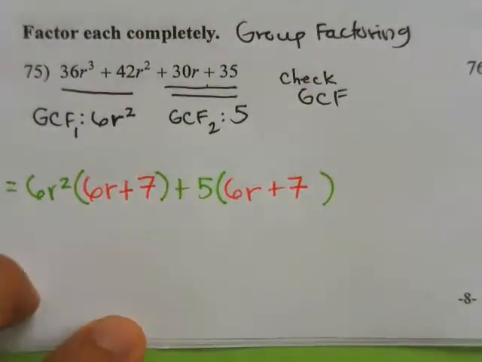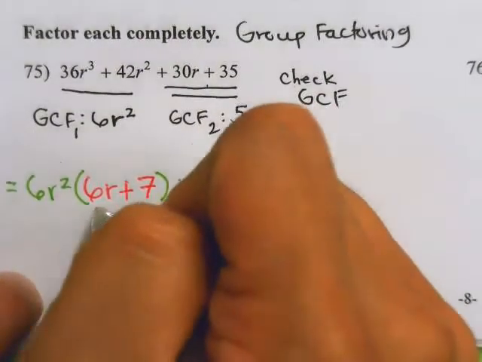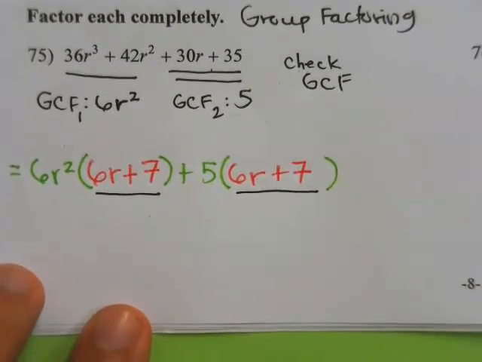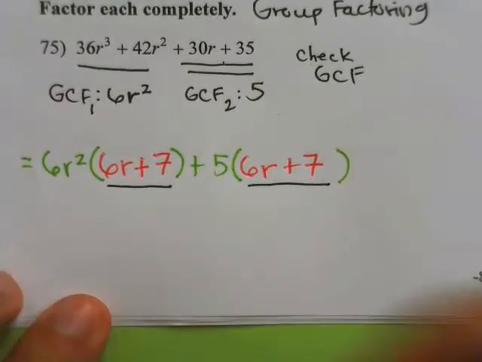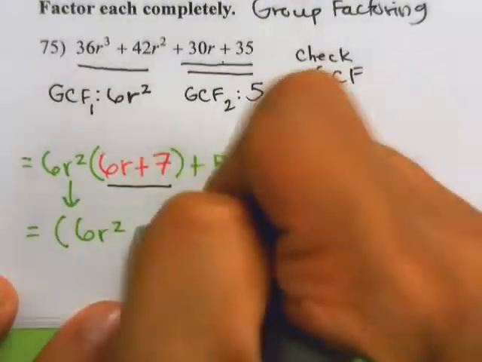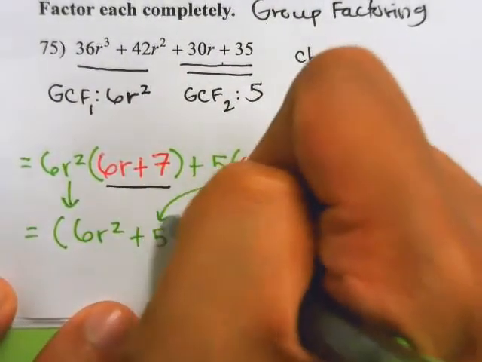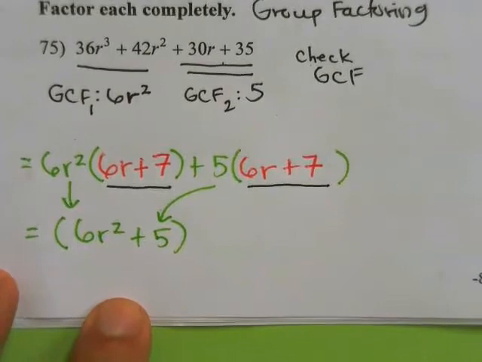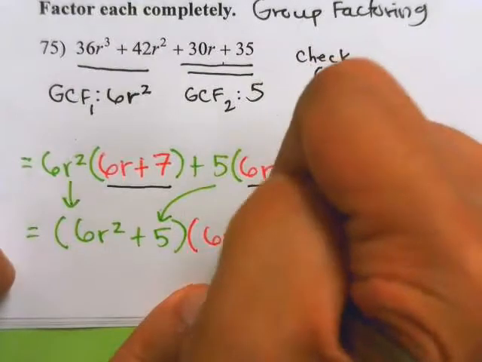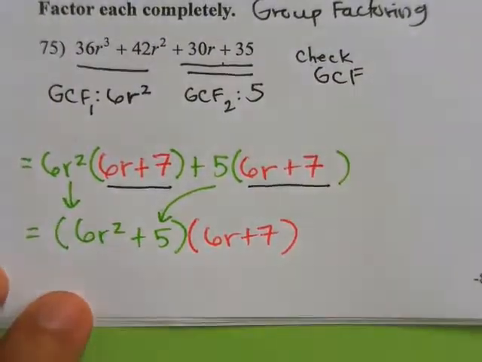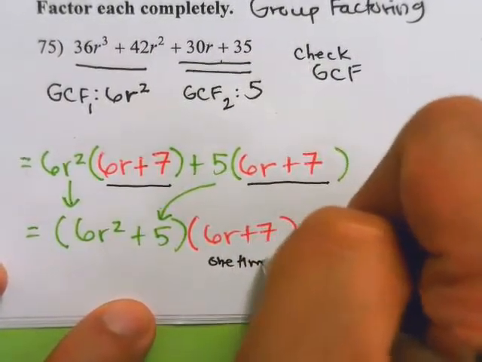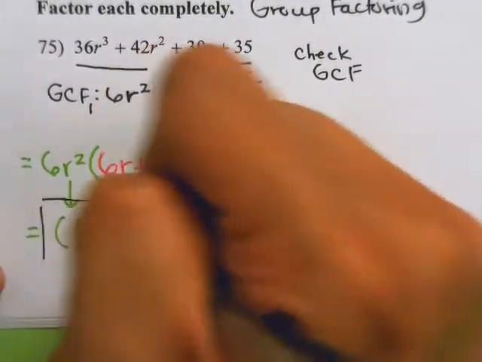All right. You know you did it correctly because these 2 factors match. When they match, this is how you're going to finalize it. You're going to take these 2 different GCFs and put them together in one factor, 6R squared plus 5. Well, what about the 6R plus 7? You're also going to bring that down, but you're only going to bring that down 1 time only. And then this is your answer.